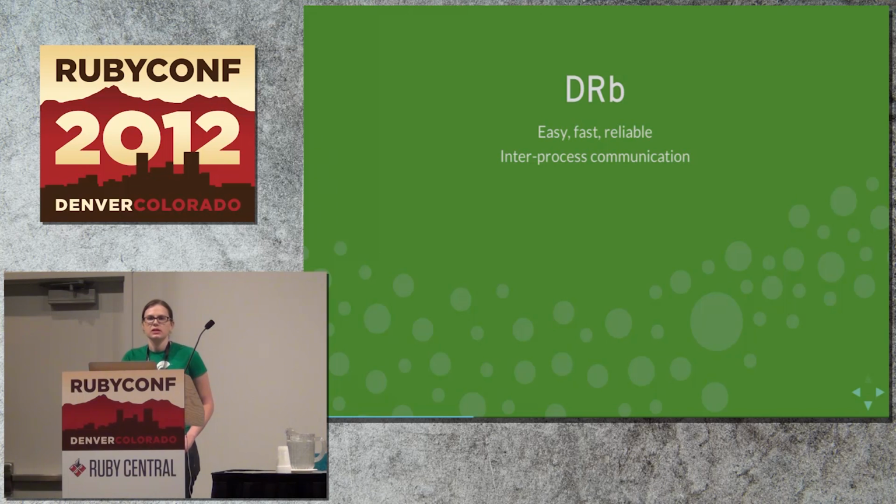So Elemental has been using DRb as a communication method for about 3 years now. DRb is really easy to use, it is fast, and it is reliable. It's a really easy way to allow 2 different Ruby processes to communicate with each other.